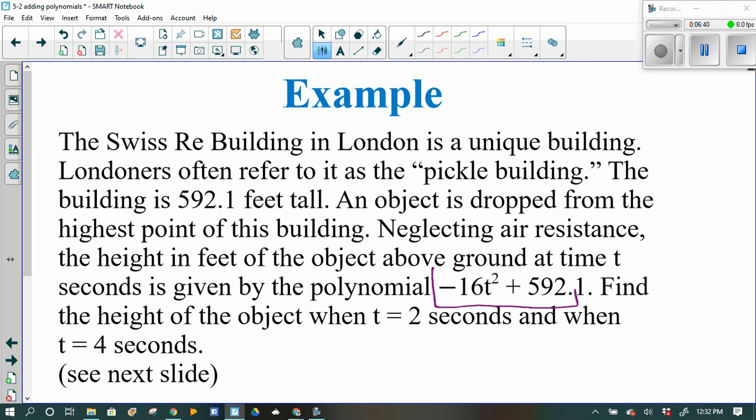Negative 16 t squared plus 592.1. It's starting here. So if you think about where you're starting at, 592.1 feet in the air. And your nickel is falling at negative 16 t squared. So find the height of the object when it's been falling for 2 seconds, and again when it's been falling for 4 seconds.